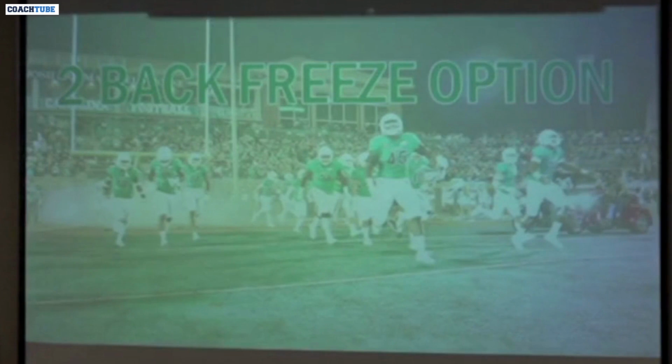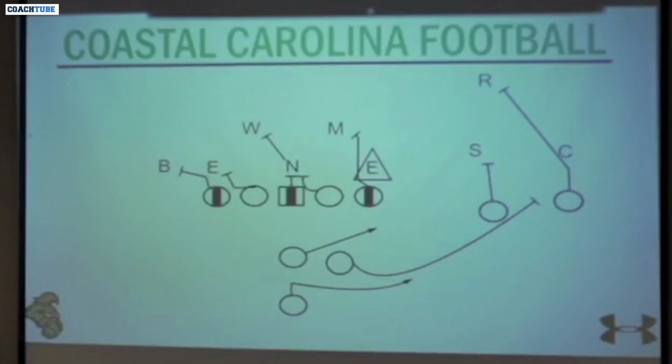So I'll take you through our 2-back freeze option first. Then at the end I'll show you some different variations where we do it from 1-back, because not everybody in here is obviously a 2-back offense. You might be a 1-back offense, but you can do it from 1-back sets. Most of these clips are run it to the field, but we run it to the field or to the boundary.